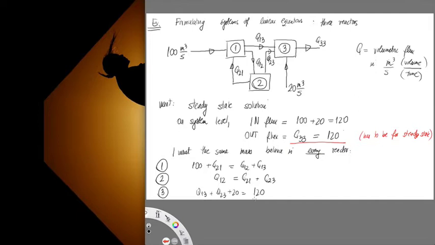How many unknowns do I have? So I have Q21, Q12, Q13. This one I already have. This one I already have. Q23. I count 4 unknowns.